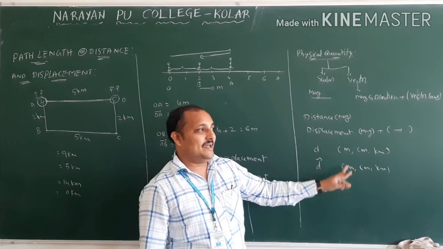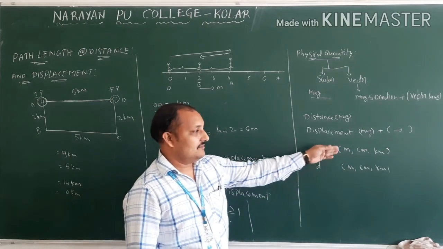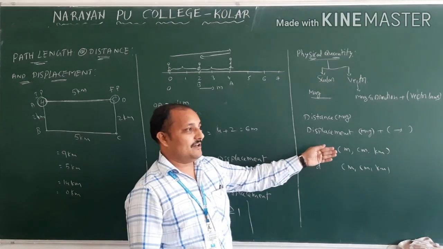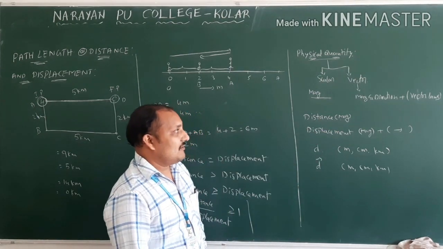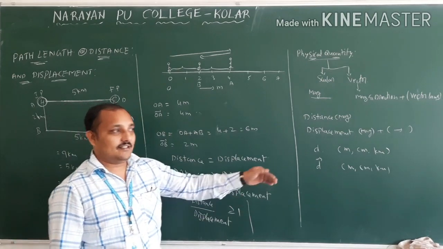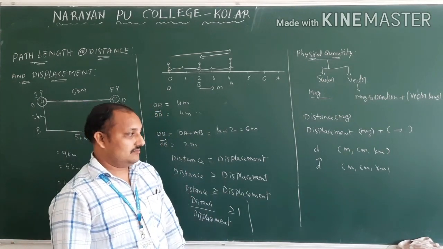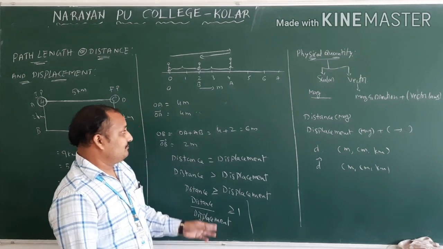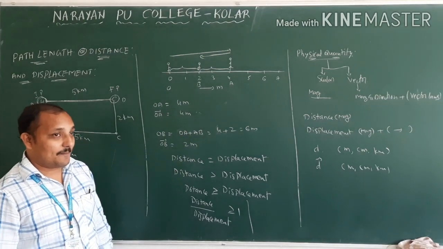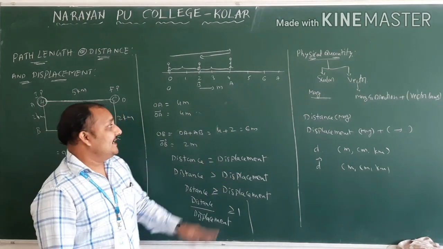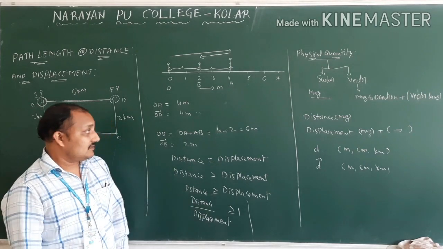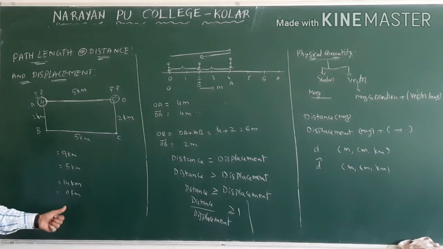Now both the units will be the same. Unit is meter. One difference we got: distance is a scalar quantity, displacement is a vector quantity. Is there any other difference? Yes. Distance, we didn't get 0. Distance has some value. Displacement will be 0. Sometimes we are getting displacement 0.